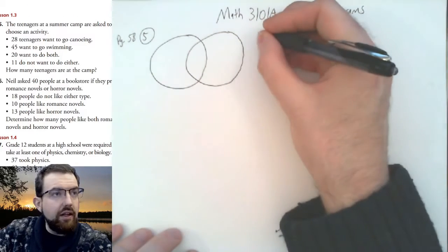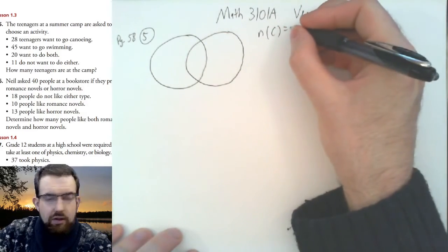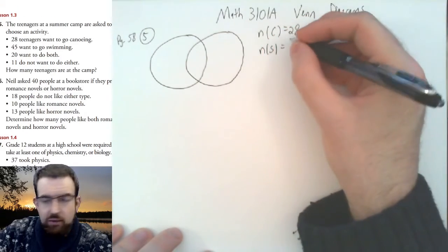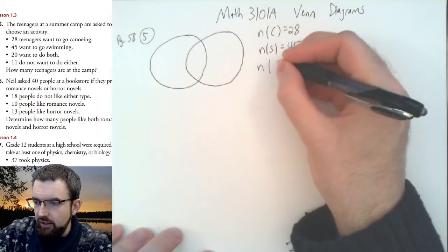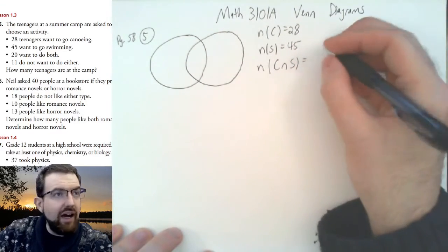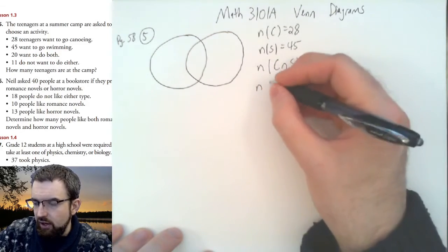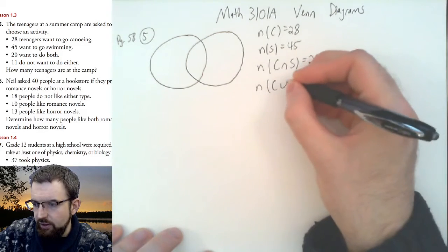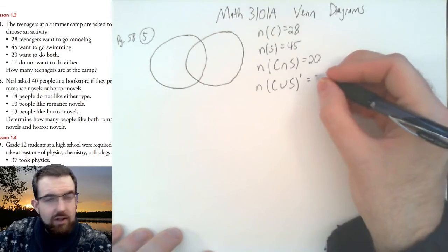So we know that the number of canoeing is going to equal 28. We know that the number of swimming is going to equal 45. We know the number of both canoeing and swimming, that one is 20. And the number of neither canoeing nor swimming is going to equal 11.